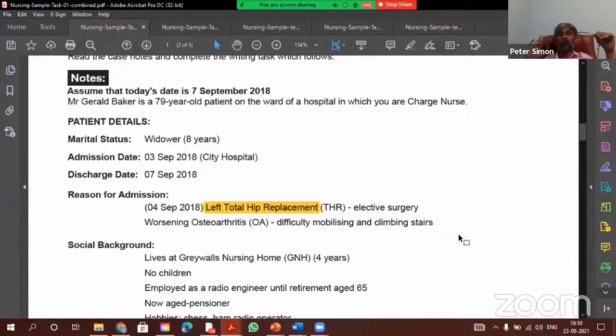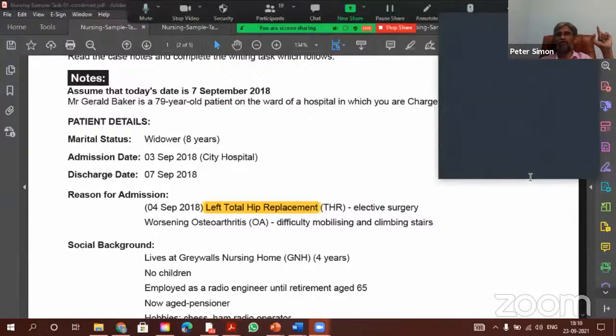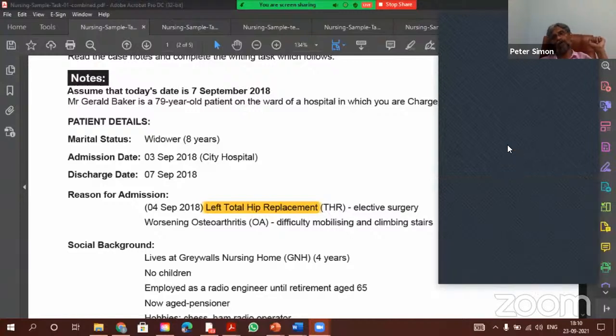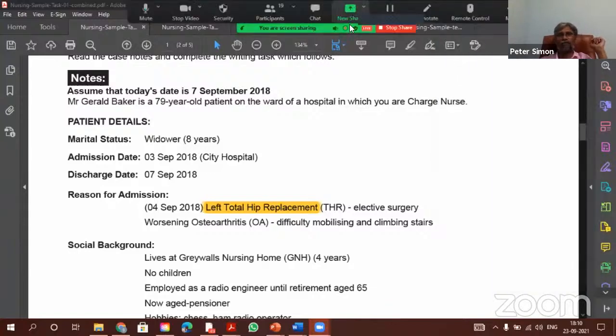And here in the case notes, they are capital letters. But in the middle of the sentence, you need not write capital letters. This is case notes, so capital letters are there. There you need not write capital letters unless it is necessary, because this is a common name. So what I want you to do is write one sentence using this: left total hip replacement.